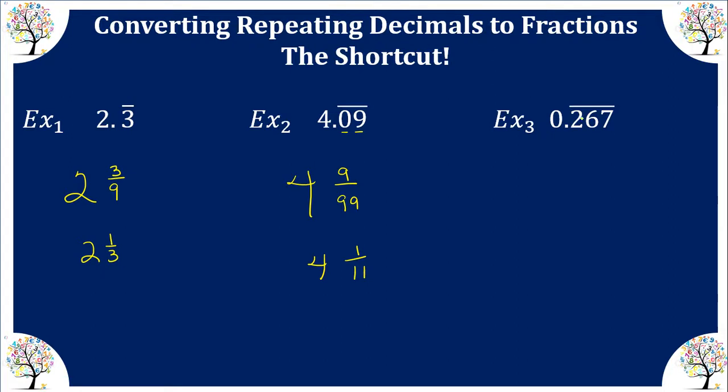In our last example, we have 0.267, 267, 267. So we have 3 numbers that are repeating, so we're going to have 3 9s. And that's just the shortcut of how to write a repeating decimal as a fraction to show it is a rational number.